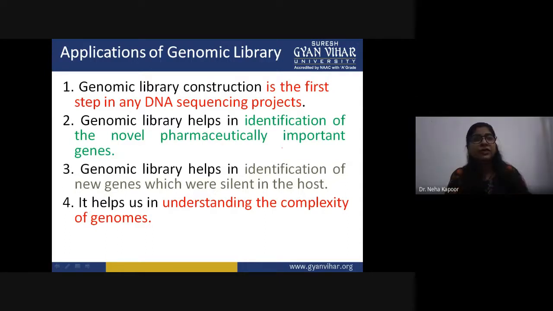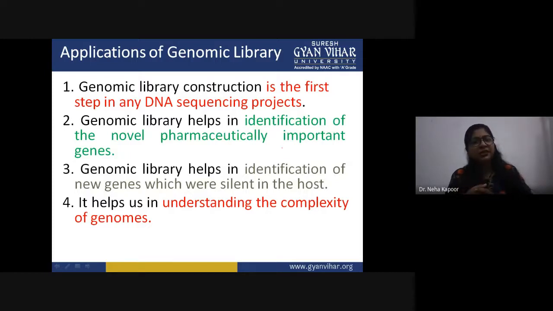You can go for the selection of which gene can be used as a marker gene also. Then, once you have established a genomic library of a particular genome, this library would also help in the identification of new genes which were silent, or which were not expressing, not showing their presence. So we can go for the identification of those genes also.